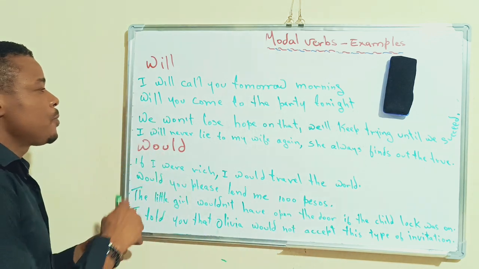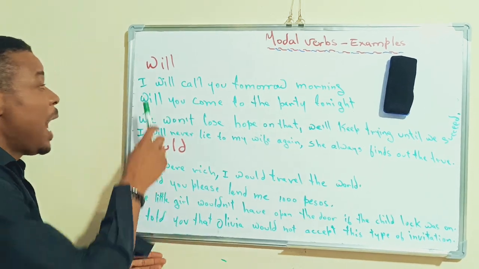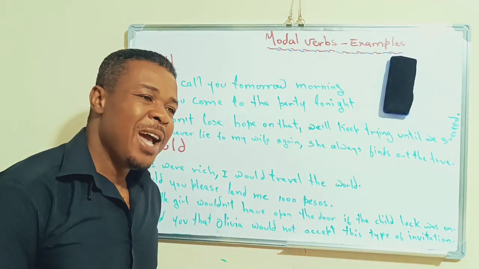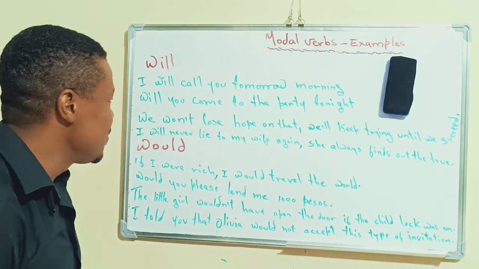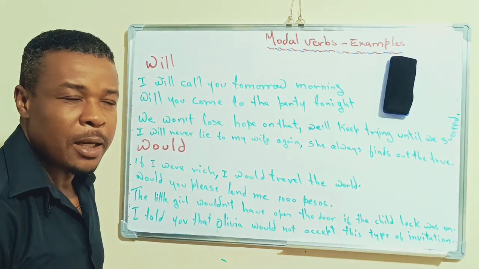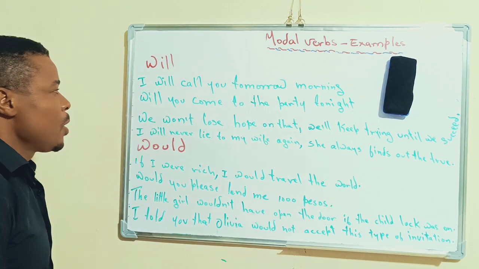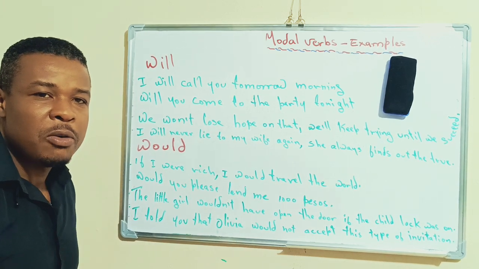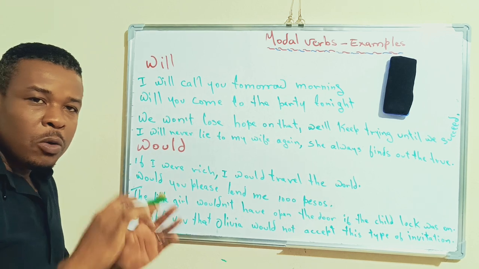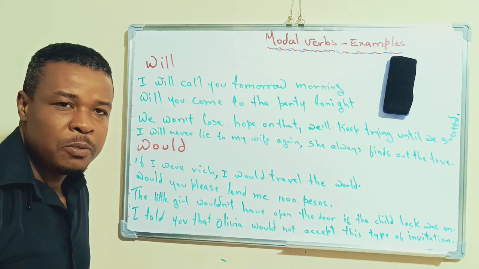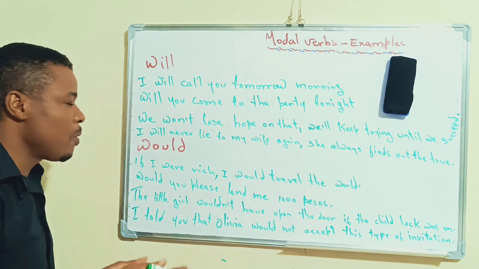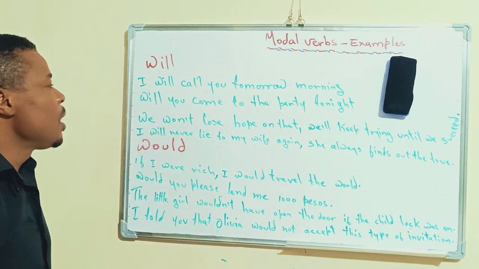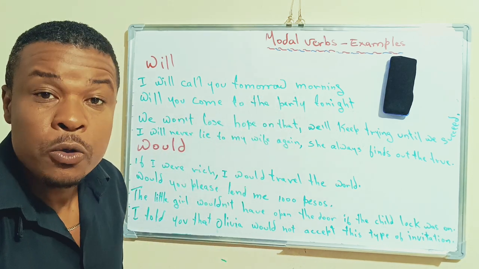Okay, for example, the first example. I will call you tomorrow morning. Te llamaré mañana temprano o mañana en la mañana. This is the function of will. You see? I mean, it is a modal verb, okay? Porque a veces la gente lo confunde como un auxiliary verb y esa cosa. Es un modal verb. Even when it works as an auxiliary verb to form the tense of a main verb, it is a modal verb, okay? I will call you tomorrow morning.